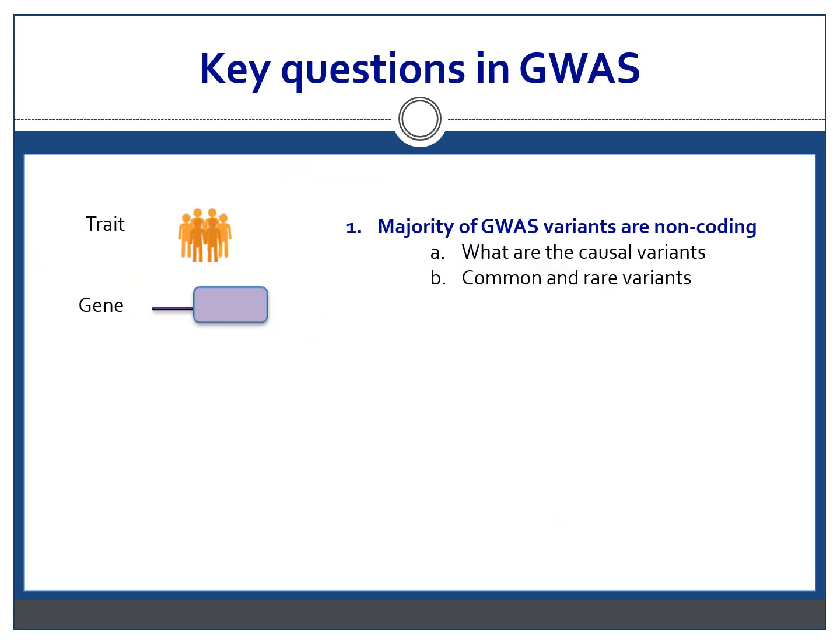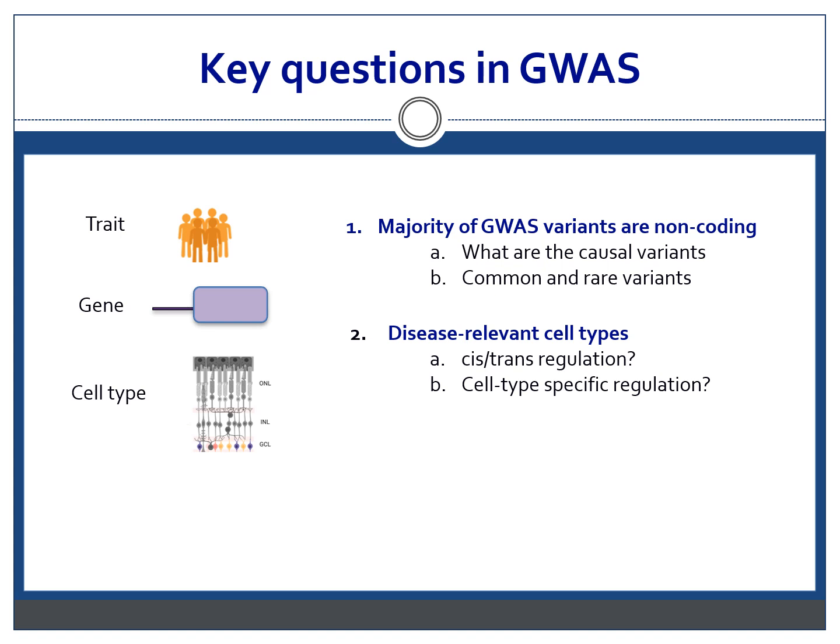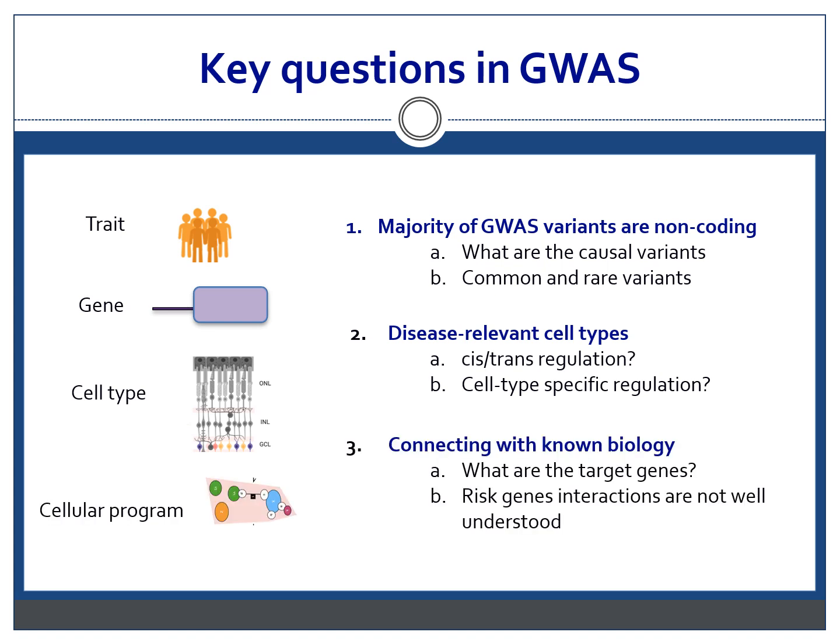Additionally, the majority of the GWAS variants are located in the non-coding region of the genome. That is why it is hard to interpret their functional meaning. So what are the causal variants? Whether these are the common variants, or in addition there are rare variants that can be important for AMD. Secondly, we don't always know the disease-relevant cell types from the genetic finding, whether the regulation is cis or trans, and whether those regulations are cell type specific. And finally, connecting with the known biology is difficult, as we don't know the target gene, and we also don't know how these risk genes interact with each other and what the pathways involved are.